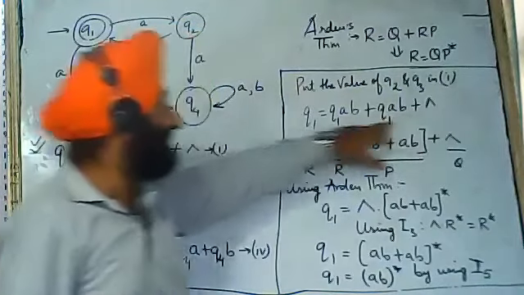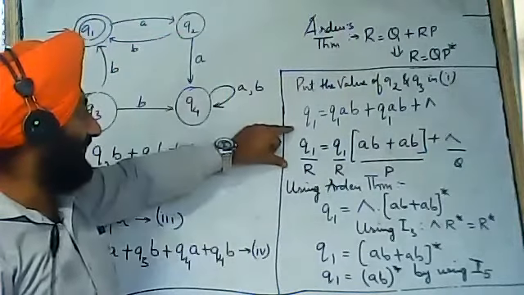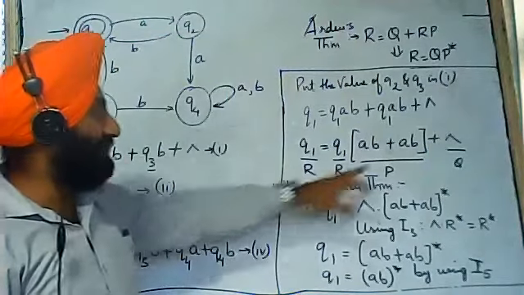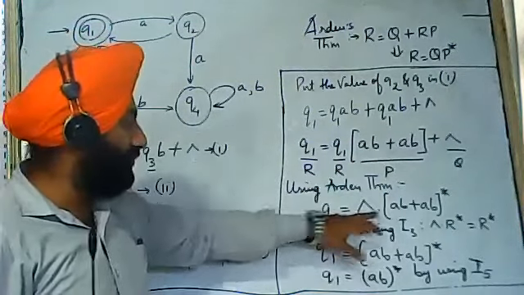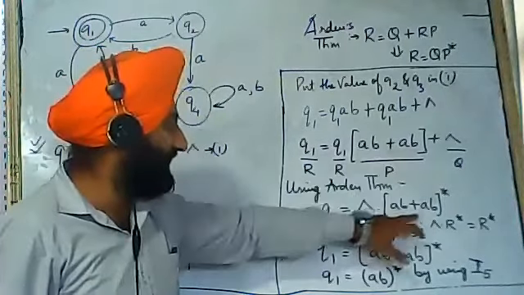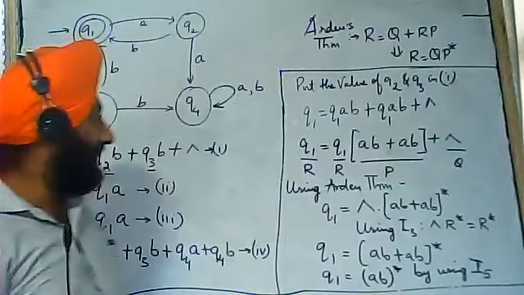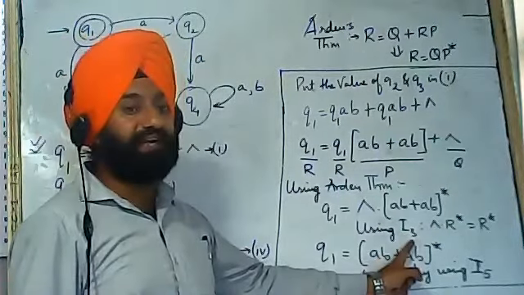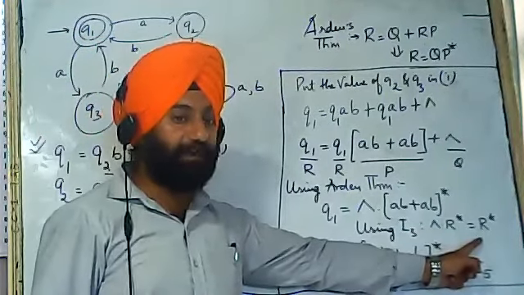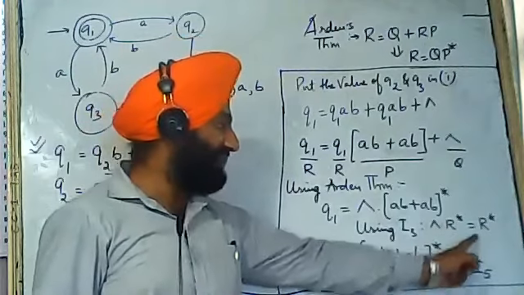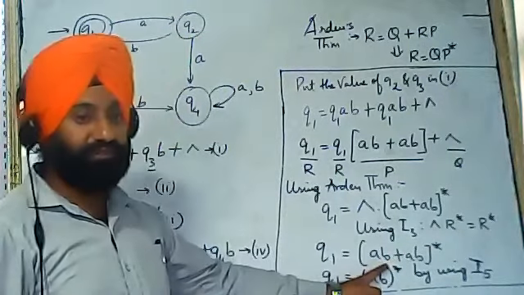So when you compare this equation with your Arden's theorem equation, you will get that R is equal to QP star. So by applying Arden's theorem, you will have Q dot P star. So this is your P. It will become (AB plus AB) star. So after that, by applying identity number I3, null dot R star, which is equal to R star. Null dot R star is equal to R star. So you are left with only R star, right?